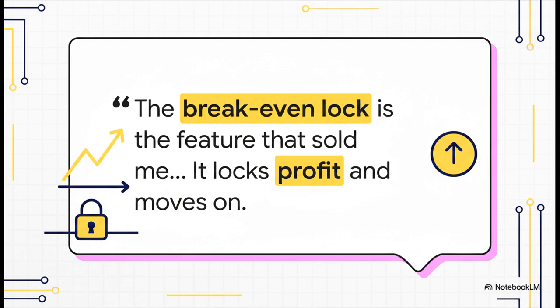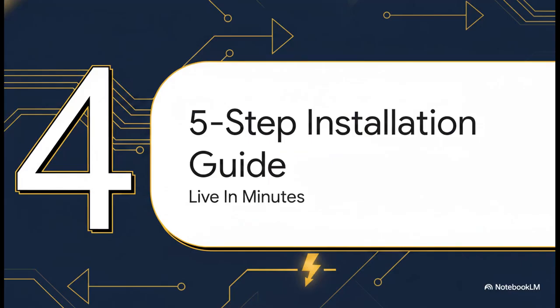The very second a trade moves into sufficient profit, the software just adjusts the stop loss right to the entry price. It completely prevents a winning trade from ever turning into a losing one." Which brings us to Section 4, the 5-step installation guide, live in minutes.